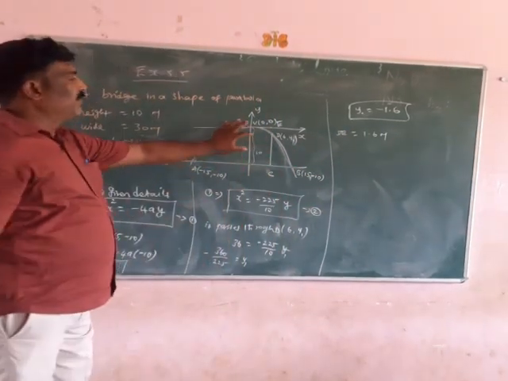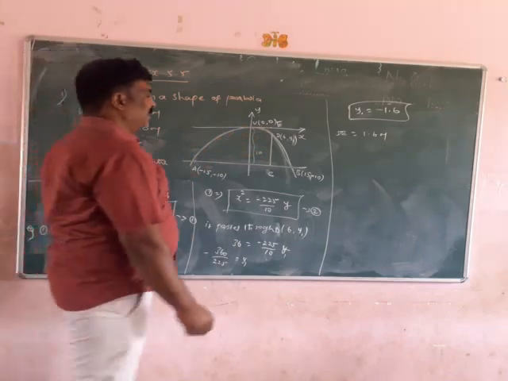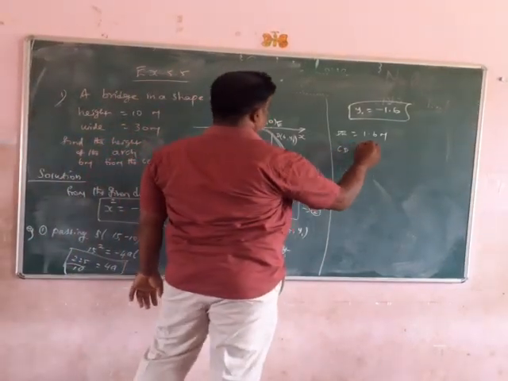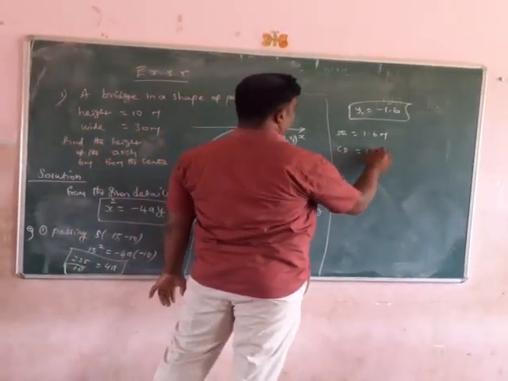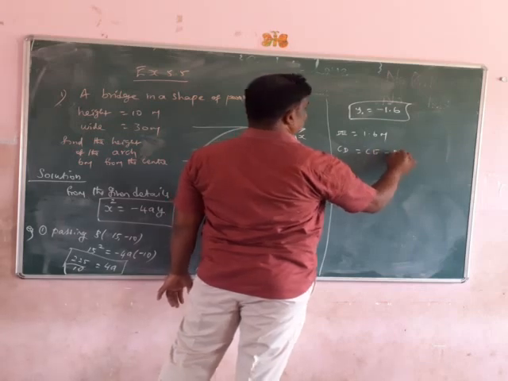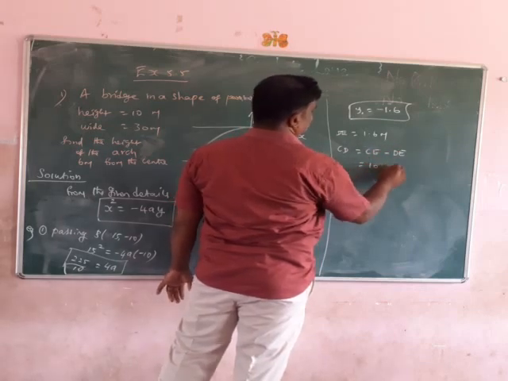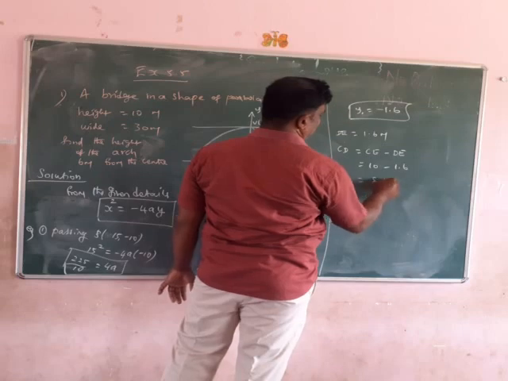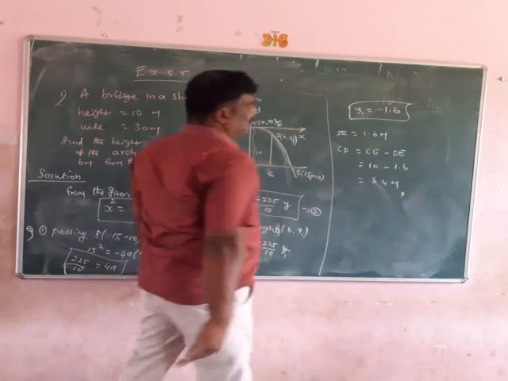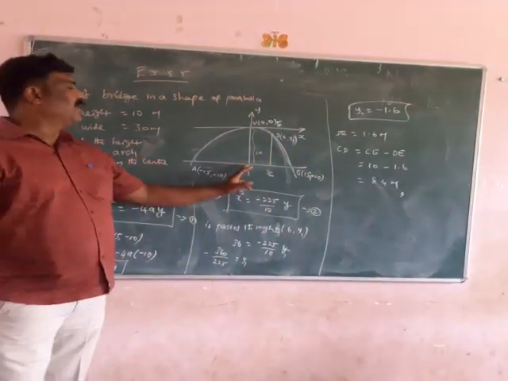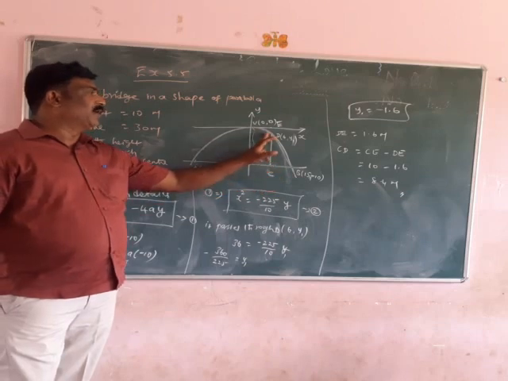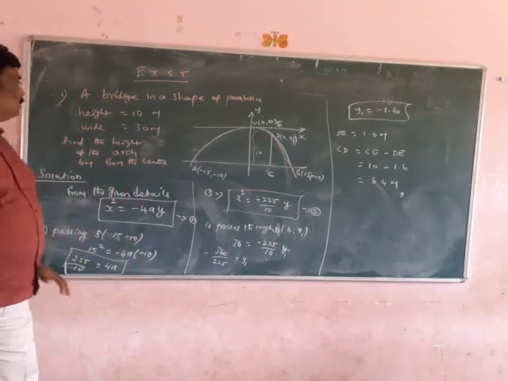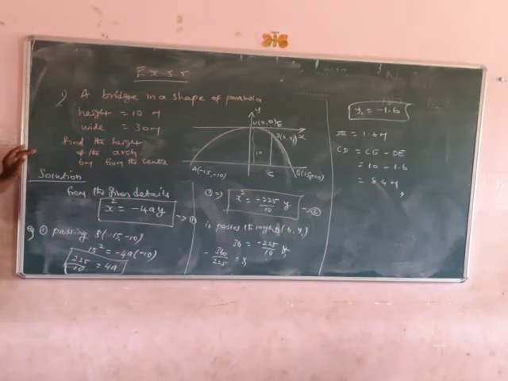But we need to find the value of CD. Therefore CD equals C value 10 minus DE 1.6, that is 8.4 meters. The height of the bridge 6 meters away from the center is 8.4 meters. Do you understand, students? Right.